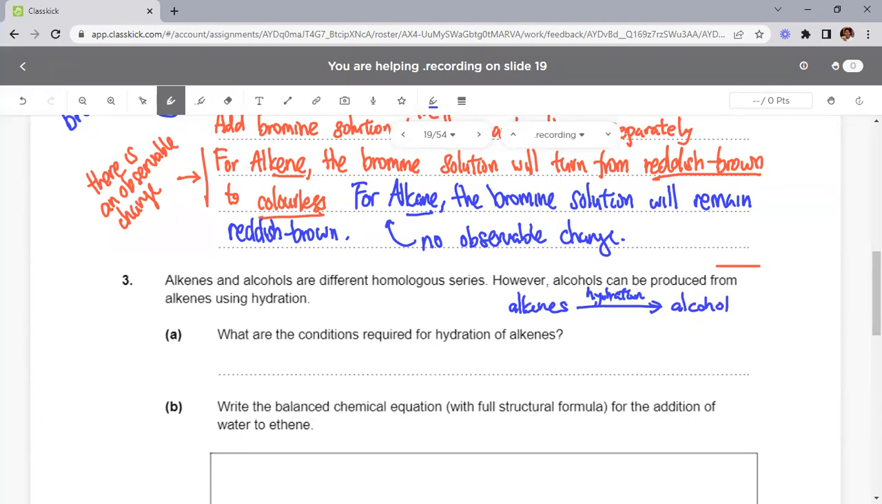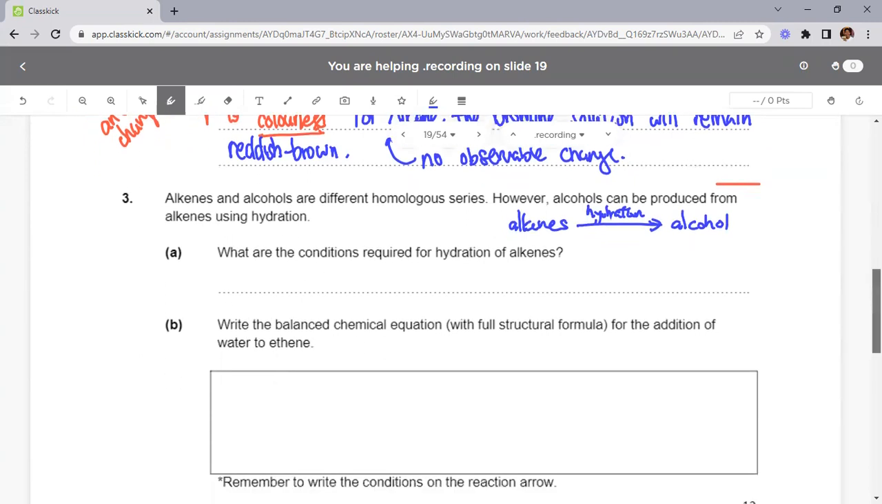The process is going to be called hydration. So what exactly is hydration here? It's actually the addition of steam, right? So what's the condition? This time around, we have all three conditions: the temperature, pressure, and catalyst. The condition is 300 degrees Celsius, 60 atmospheric pressure. So it's actually quite a high pressure. And we have to use phosphoric(V) acid. Just take note, the V, the 5 over there, is important.